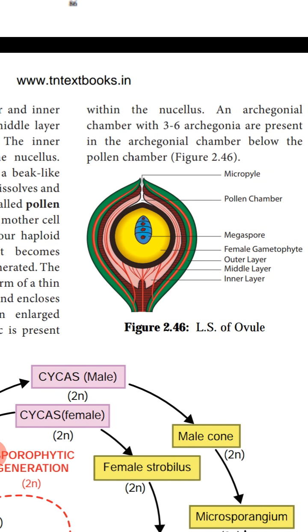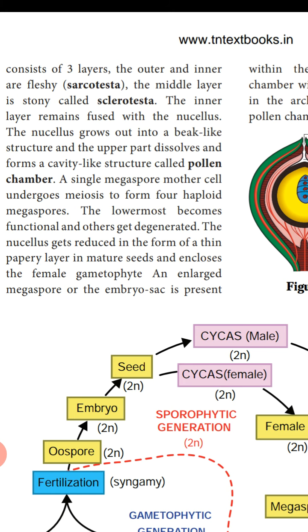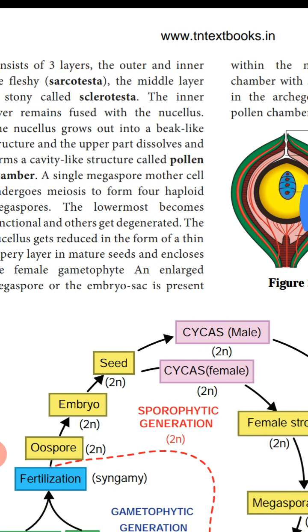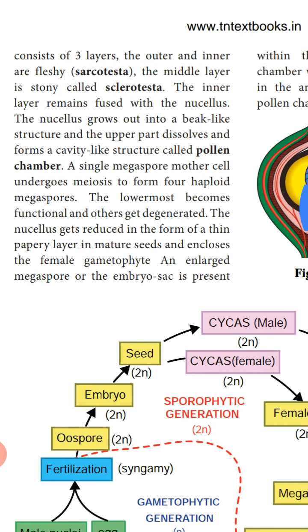So here you can find the pollen chamber present. This nucellus contains the megaspore mother cell. This megaspore mother cell will undergo meiosis, and they will form 4 haploid cells. You can find all the 4 cells arranged one above the other. Among these, the lowermost is the functional one, and the remaining 3 cells at the top, towards the micropyle, will disintegrate.